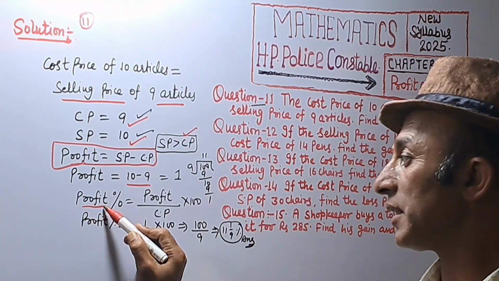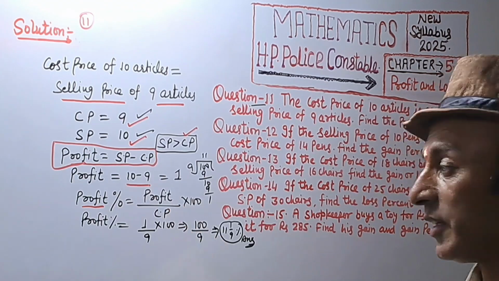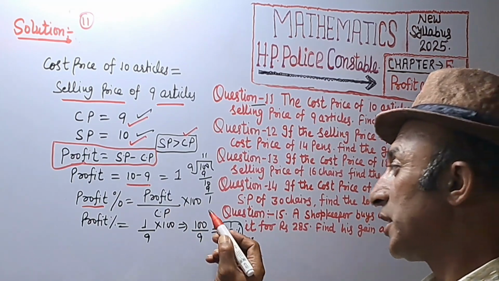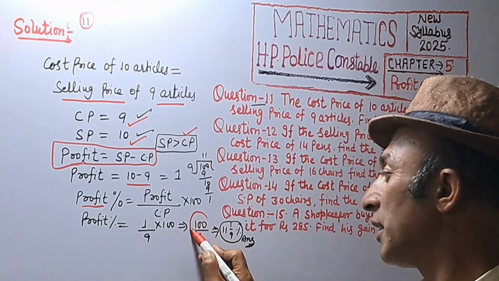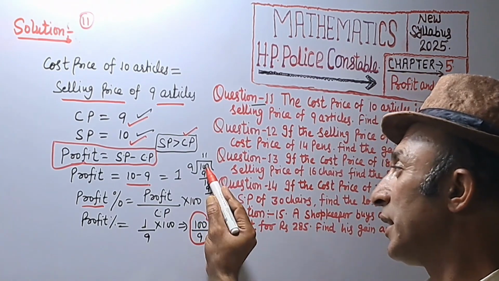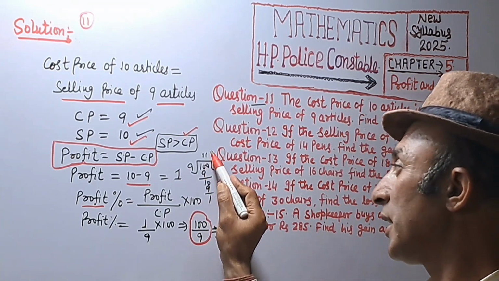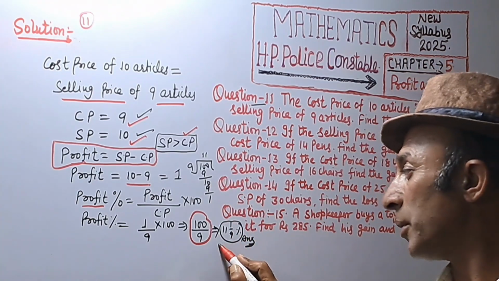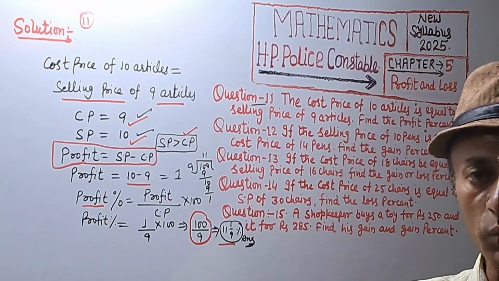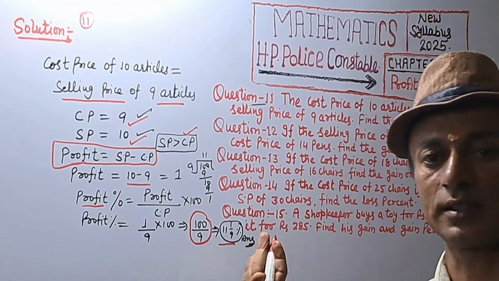And profit percent equal to profit divided by cost price into 100. 1 upon 9 into 100. That is 100 upon 9. And 100 divided by 9, we get 11 whole 1 upon 9%. So profit percent equal to 11 whole 1 upon 9%. Answer.